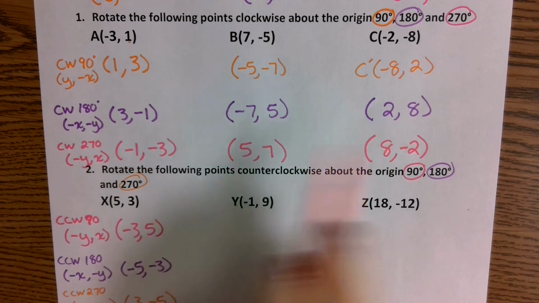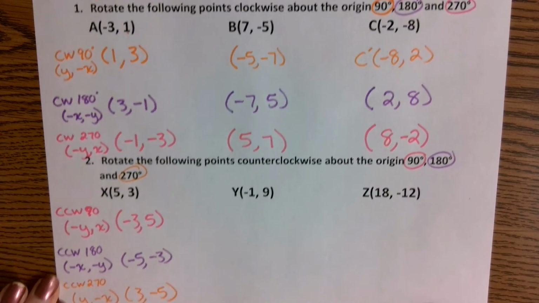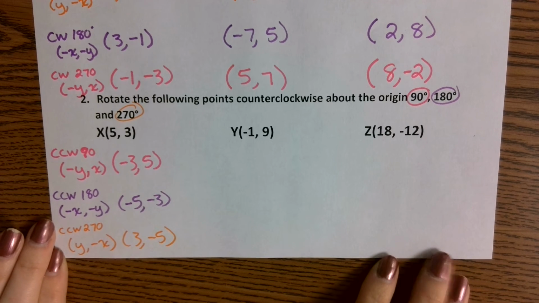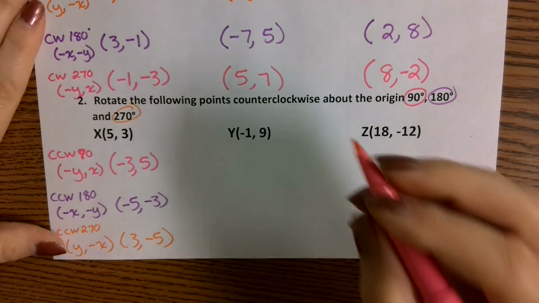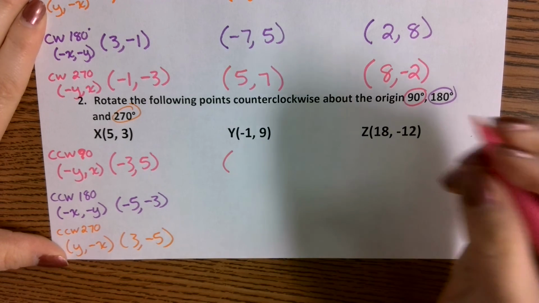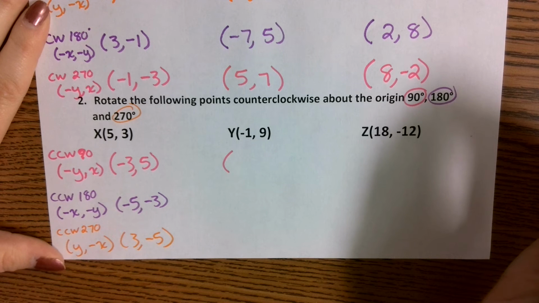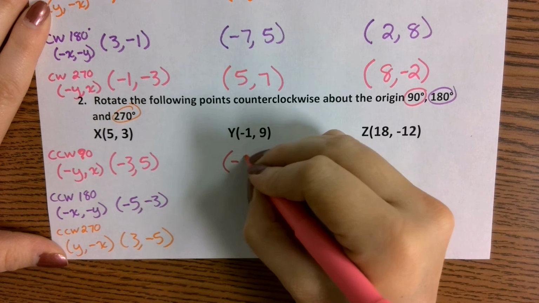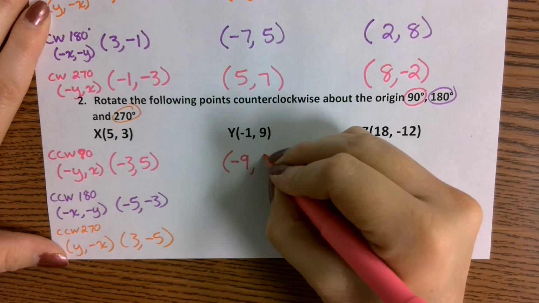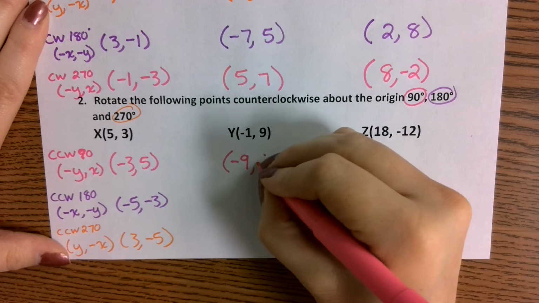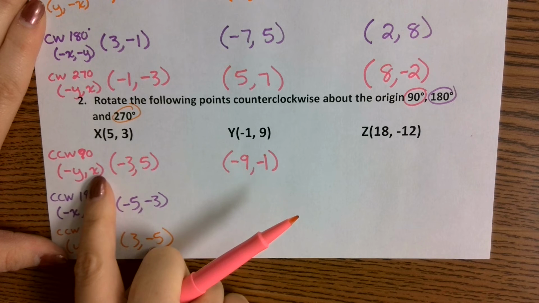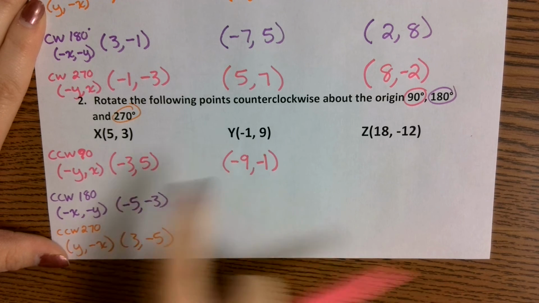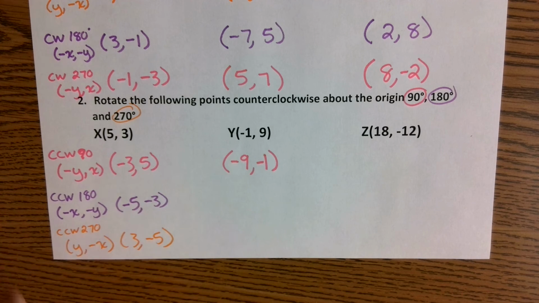All right, so those are our clockwise rotations. Let's take a look at our counterclockwise rotations here. For Y, our counterclockwise rotation of 90 degrees for Y. Sujung, what did you get for that one? -9 and -1. Remember, the x does not change. It just changes position, but it doesn't change its value. It's -9 and a -1.